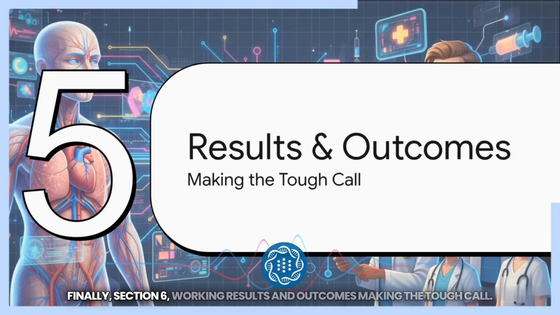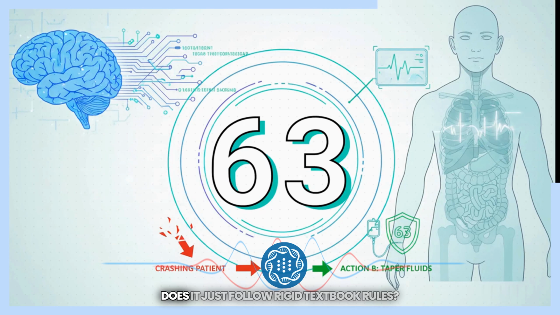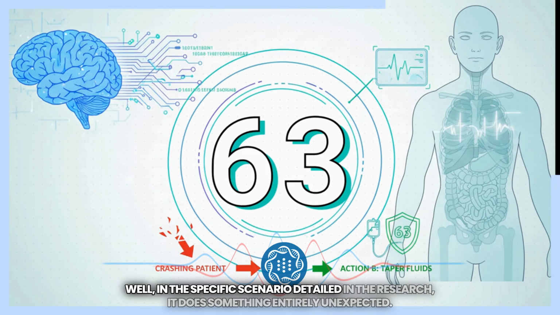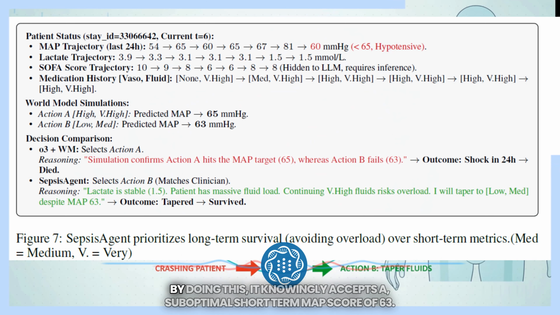Finally, Section 6, Working Results and Outcomes, Making the Tough Call. So what actually happens when SepsisAgent is put to the test in a high-stakes, life-or-death scenario? Does it just follow rigid textbook rules? Well, in the specific scenario detailed in the research, it does something entirely unexpected. Faced with a crashing patient, it intentionally chooses a treatment path, Action B, where it actively decides to taper fluids. By doing this, it knowingly accepts a suboptimal, short-term MAP score of 63.